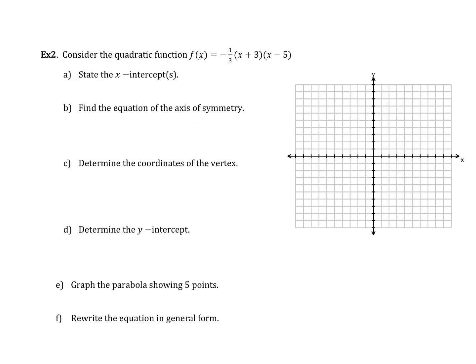Quarter done. All right. Consider the quadratic function of this form. State the intercepts. Well, the intercepts are going to be -3 and 5. Those are the places where it's going to cross the x-axis. Find the equation of the axis of symmetry.